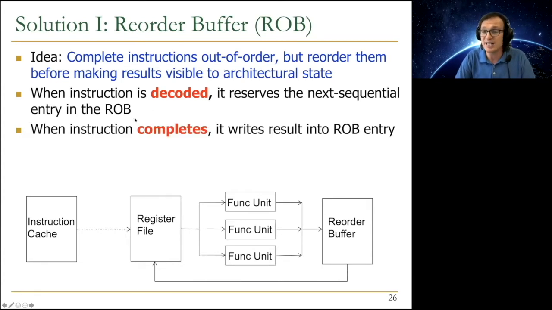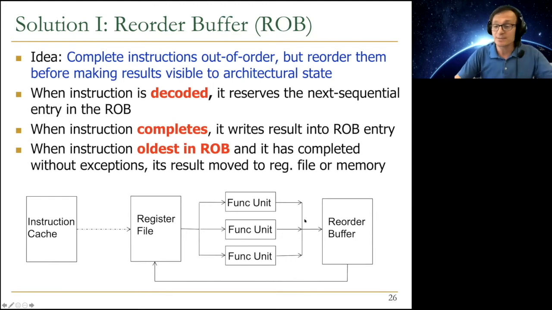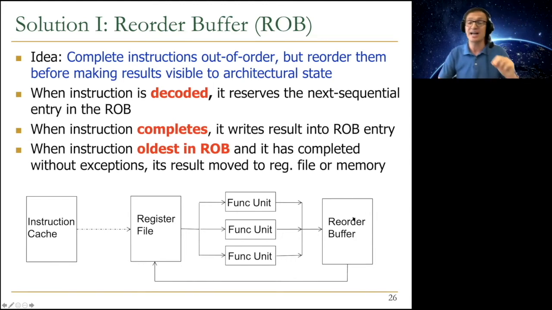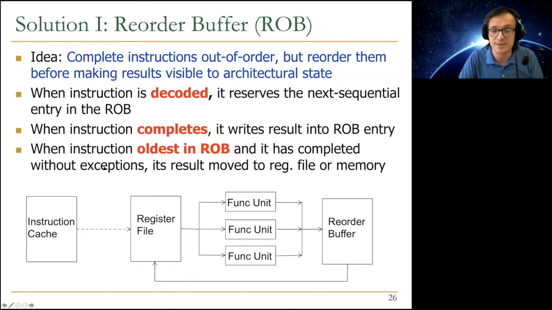When the instruction completes, it writes its result into the reorder buffer entry, but not to the register file. Instructions can complete in any order. It writes its result into the reorder buffer, but it doesn't update the register file immediately. When the instruction becomes the oldest instruction in the reorder buffer, which means it's the oldest instruction inside the machine itself, then the control logic checks for exceptions. If the instruction completed without exceptions, then the result of the instruction is moved to the register file or memory at that point in time.